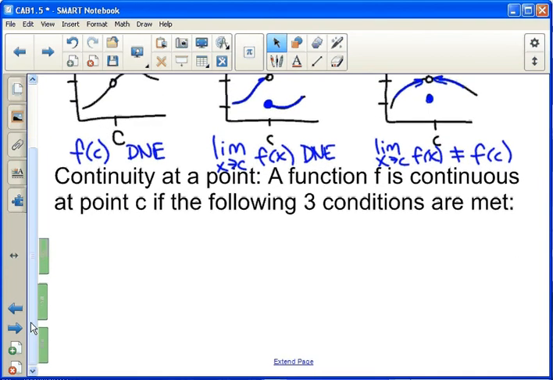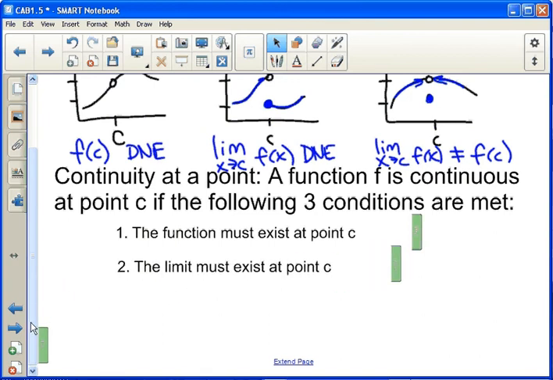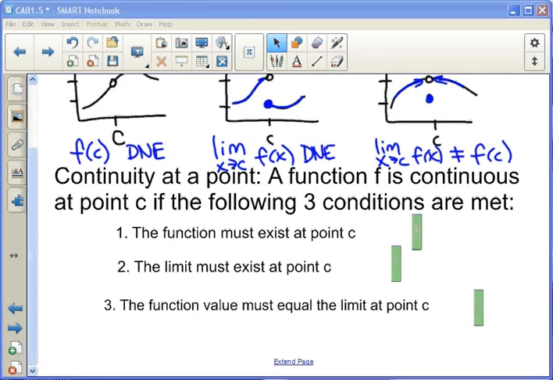So continuity at a point. A function f is continuous at point C if the following three conditions are met. First of all, the function must exist at point C. Second, the limit must exist at point C. And third, the function value must equal the limit at point C.